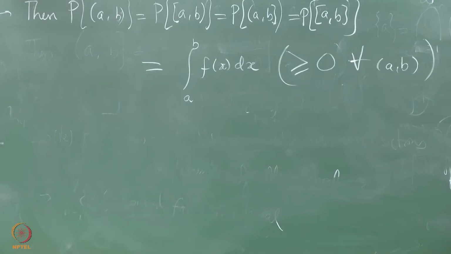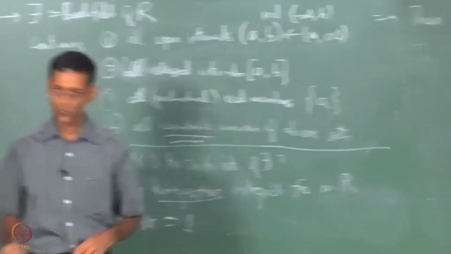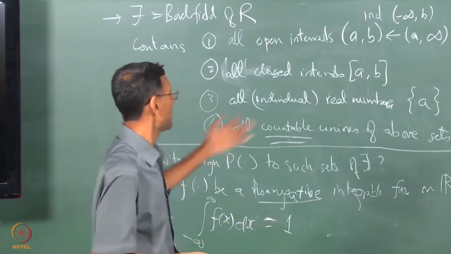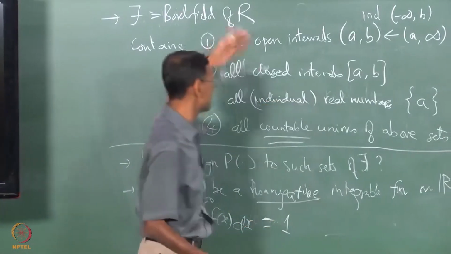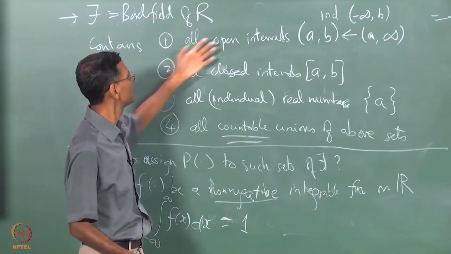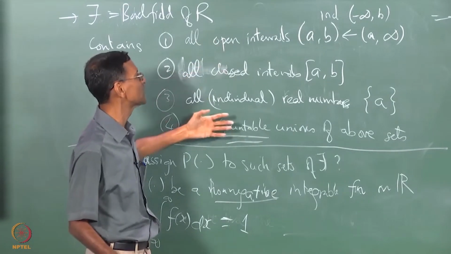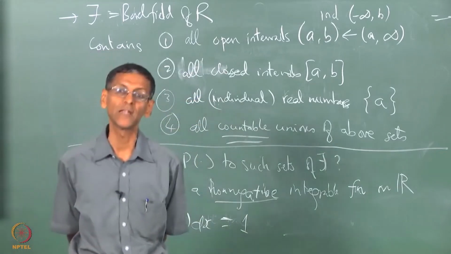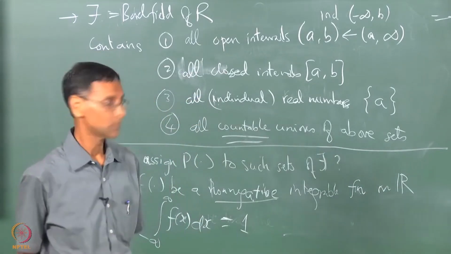Note that this is the most popular way of assigning probability. Can we cover all of these? Yes, we can. We have covered open intervals, we have covered closed intervals. It turns out that if you look at individual points, you will get what probability? 0.